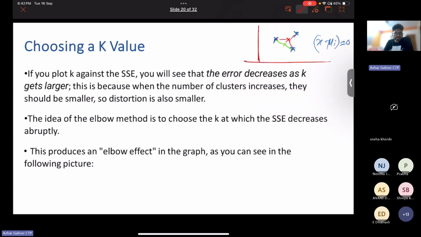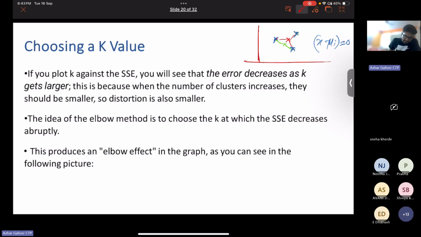So if we increase the centroids, that is, if we increase further the value of k, the number of clusters, we will surely get a low SSE. So the error will decrease on increasing the number of clusters, because when the number of clusters increases, they should be smaller, so distortion is also smaller. But the idea of this elbow method is to choose the k at which the SSE decreases abruptly.